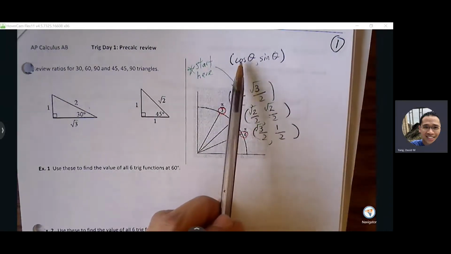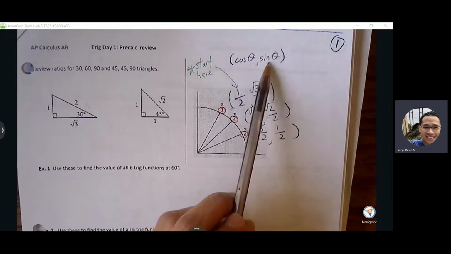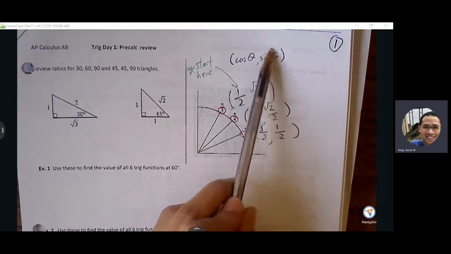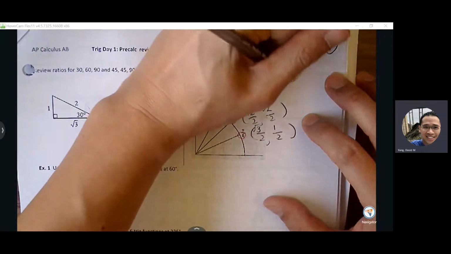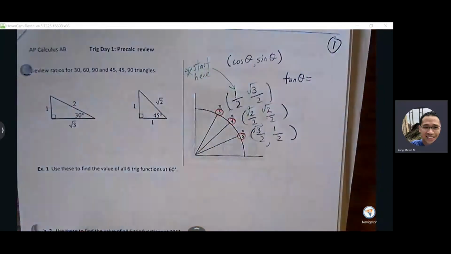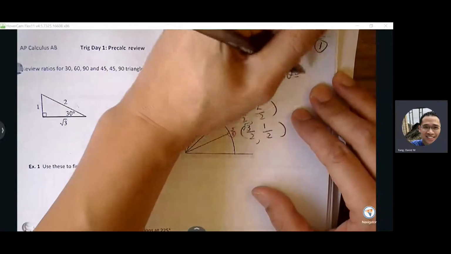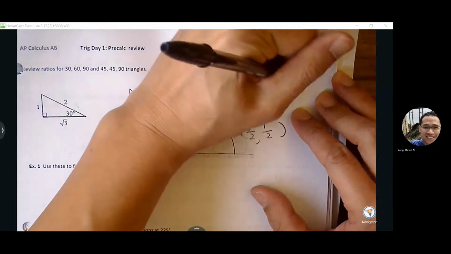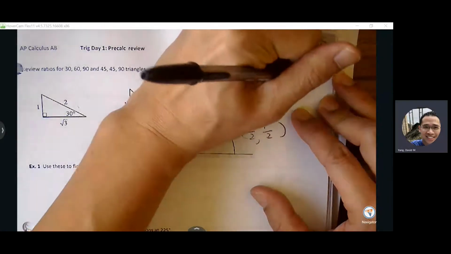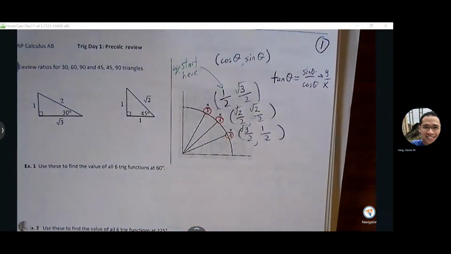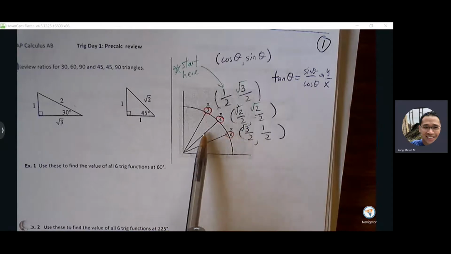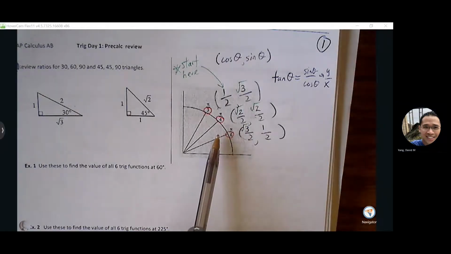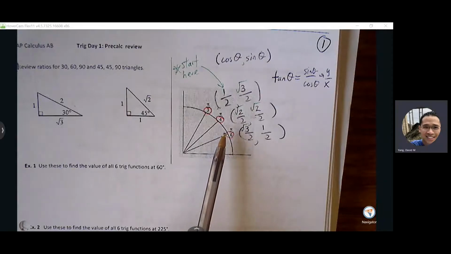So if I want to find secant, I can just take the reciprocal of cosine. If I want cosecant, I can just take the reciprocal of sine. What if I want to find tangent? What's tangent? Yeah, just sine over cosine, or you can think of it as y over x. So if I ask you for tangent of pi over 4, what would you say?